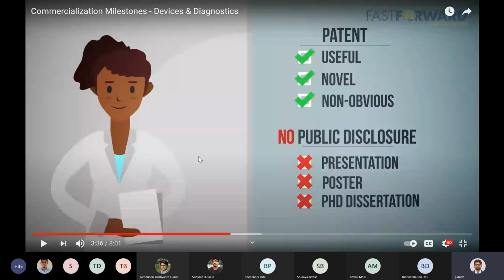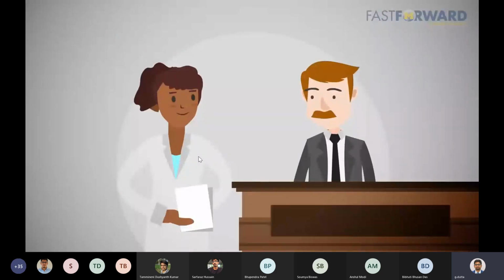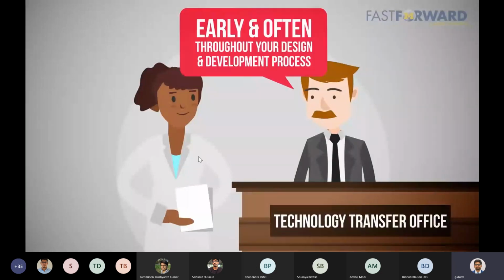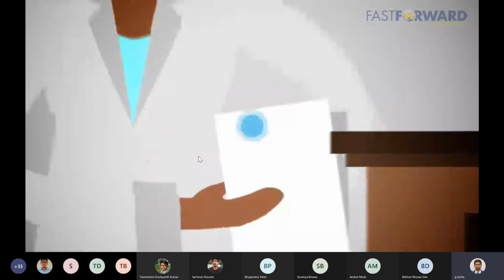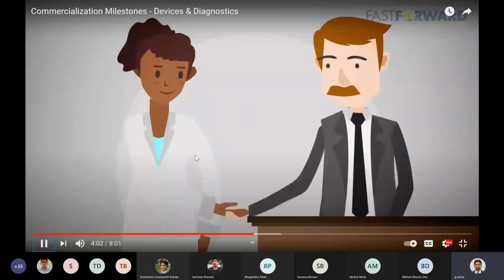PhD dissertation or other publications. If you are part of an academic institution or health system, the best way to get IP protection is through your institution's technology transfer office. It's important to contact tech transfer early and often throughout your design and development process. Initiate the conversation by filing an invention disclosure as the first record of invention. Your tech transfer office will work with you to determine a meaningful and useful method of technology protection.